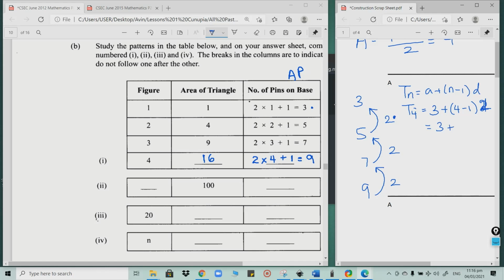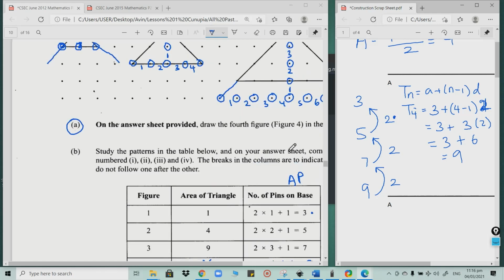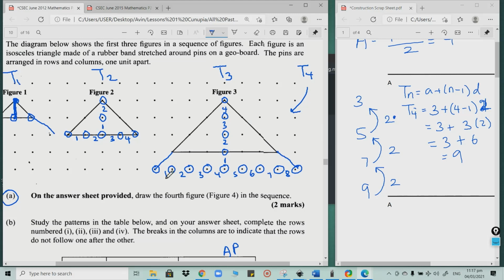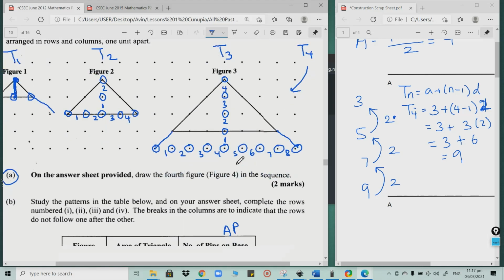Let's work this out. 4 minus 1 is 3. And we have a 2 waiting outside. 3 by 2 is 6. 6 plus 3 is 9. We would get back the 9 in any case. So we got the 9 two ways: by recognizing it was an AP, and also we could have just physically counted the amount of pins at the base. Remember, we got 9 when we counted the pins.